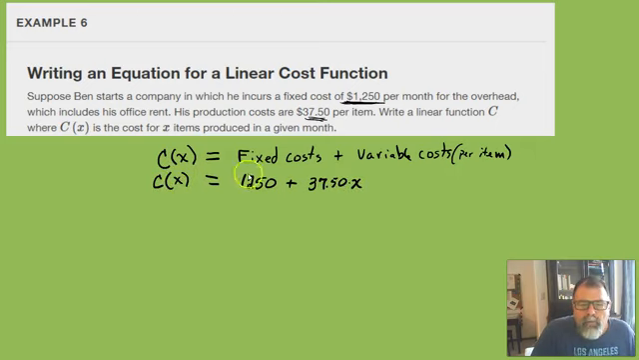So you can write it this way. That's pretty typical, that you put the fixed cost first for these kind of equations, or you can do it the mx plus b way, so it'll be $37.50 x plus $1,250. Oops, don't forget the x. That's a common mistake.